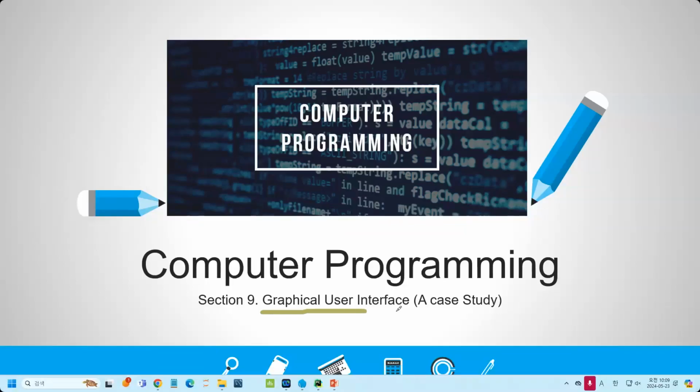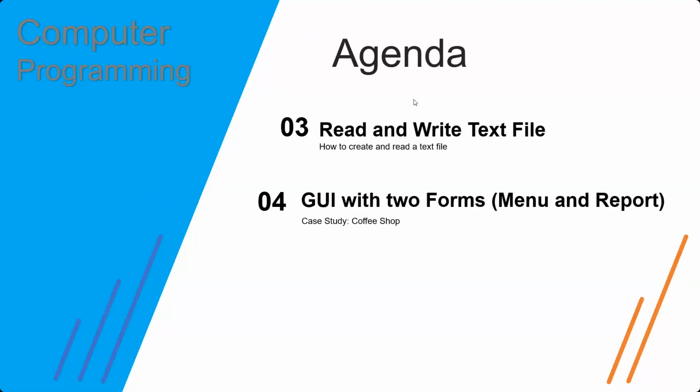So in this section, we are going to learn about the graphical user interface, GUI, with one case study. The case study that we will learn in this section is about a coffee shop. You can learn how to read and write a text file, and we are going to make a kind of menu or kiosk for a coffee shop, and a kind of report for a coffee shop.